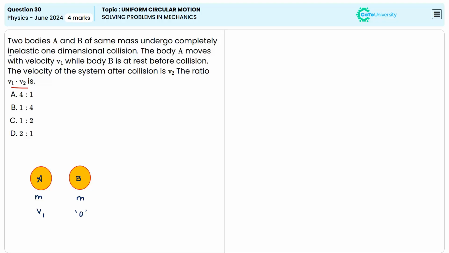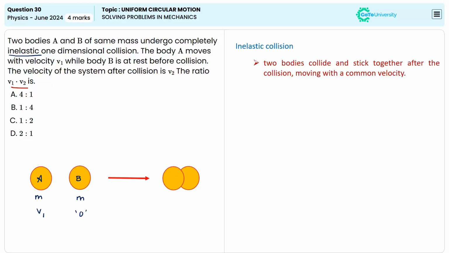It's given in the question that an inelastic collision is happening. It's known that whenever there is an inelastic collision, the two bodies will collide and stick together after the collision, and they will move with a common velocity. So here the velocity after the collision is given as v2. So here we can use the conservation of momentum. It's known that in a completely inelastic collision, the momentum is always conserved.